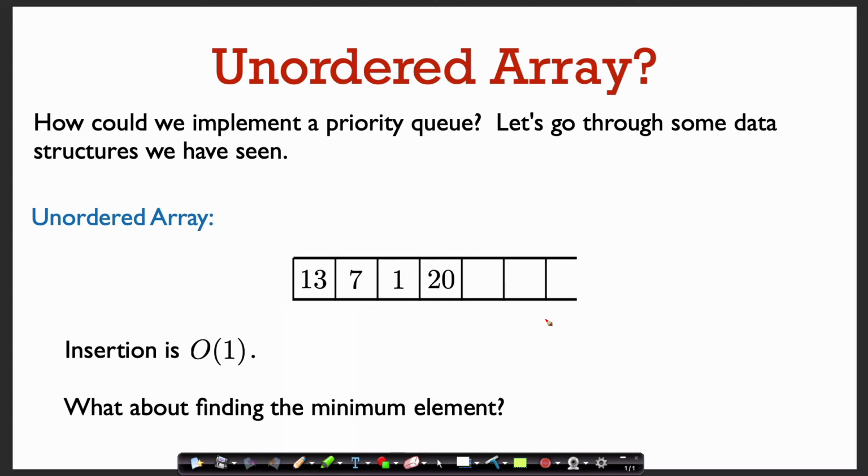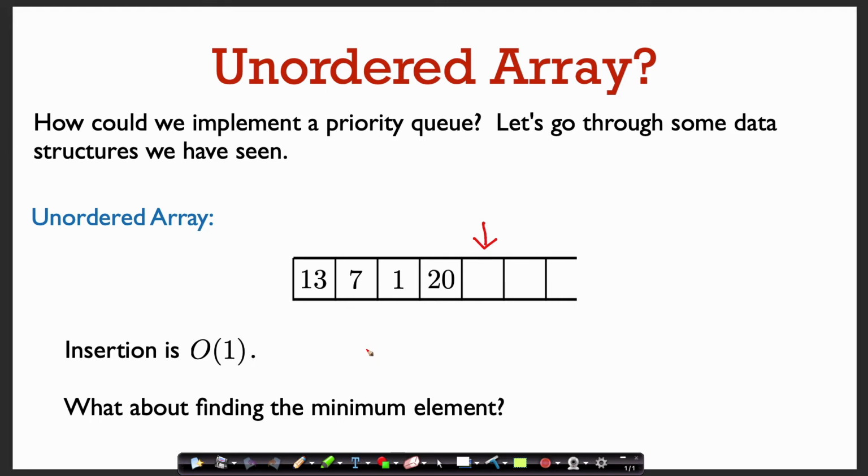Now let's think about how we could implement a priority queue. And let's just go through some of the simple data structures that we've seen and see the complexity of these different operations that we want to do using that data structure to implement a priority queue. Okay, so the first example that we're going to look at is just using an unordered array. Okay, so when we insert a collision time into our database, we just write it at the end of this array. Okay, so then insertion is easy, right? That only takes constant time.